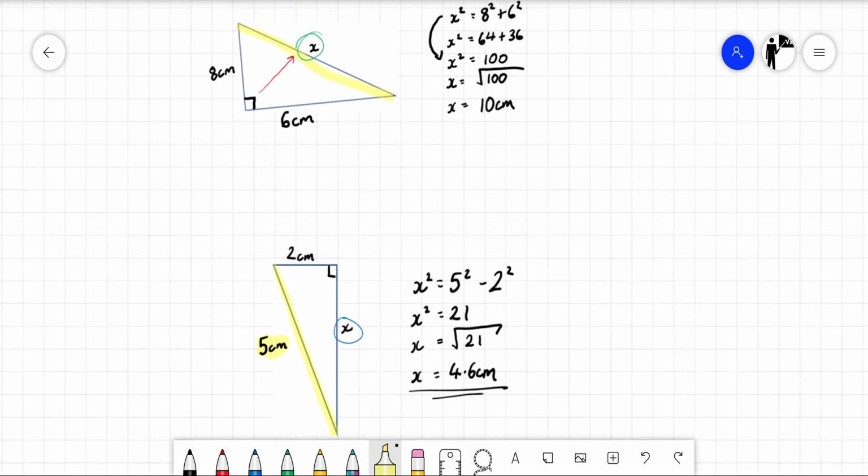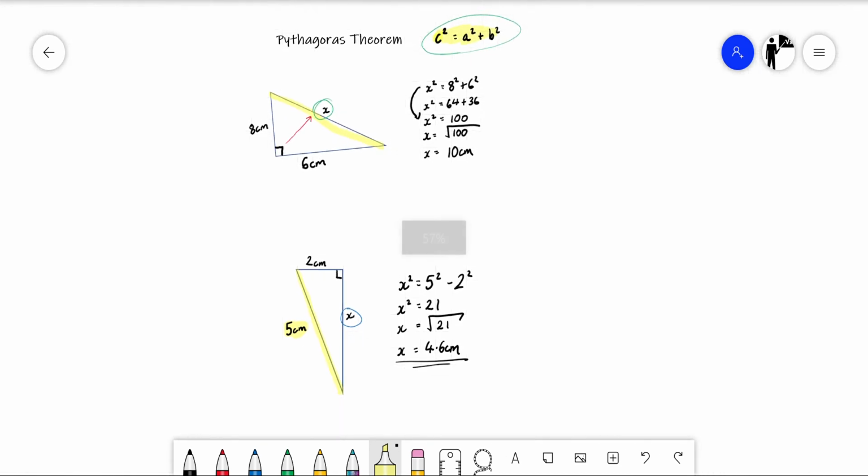So here we've had two examples. One where we've found the hypotenuse, one where we've found a smaller side. In today's work, you're just going to be looking at a few examples just to get this going, because we're going to be building up Pythagoras' theorem this week.